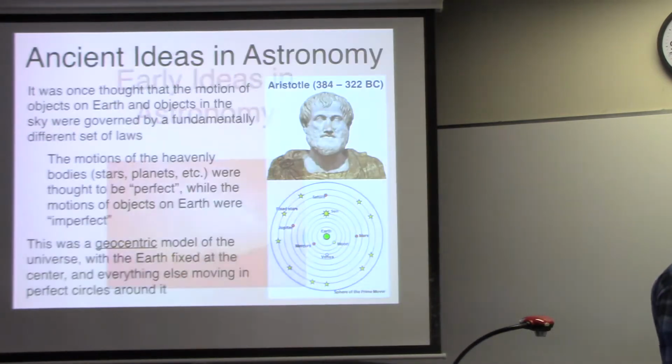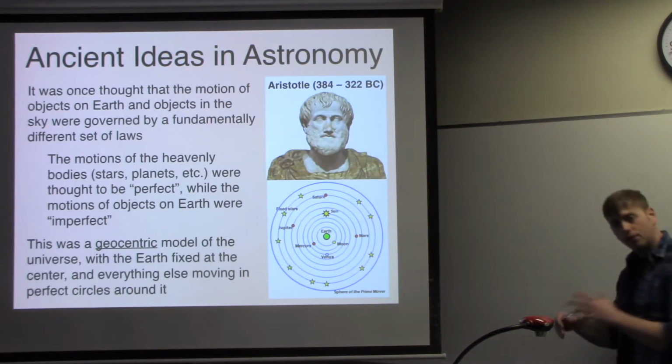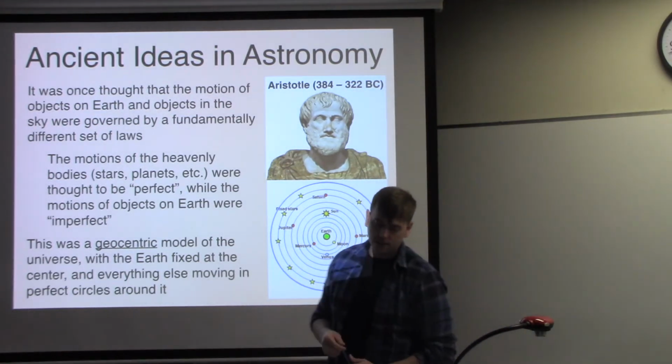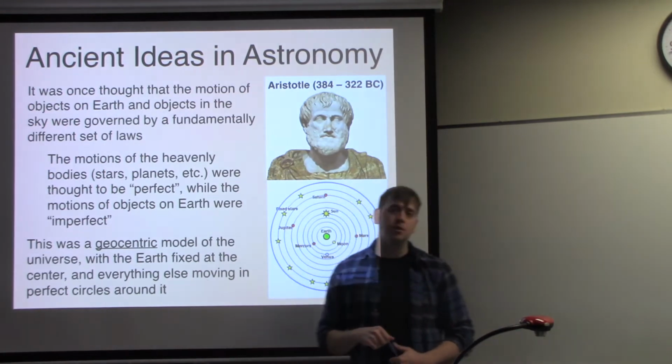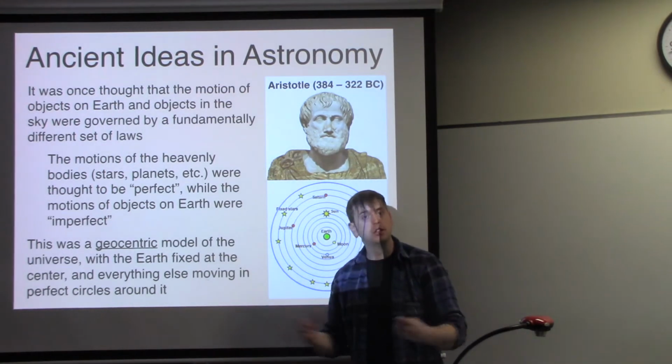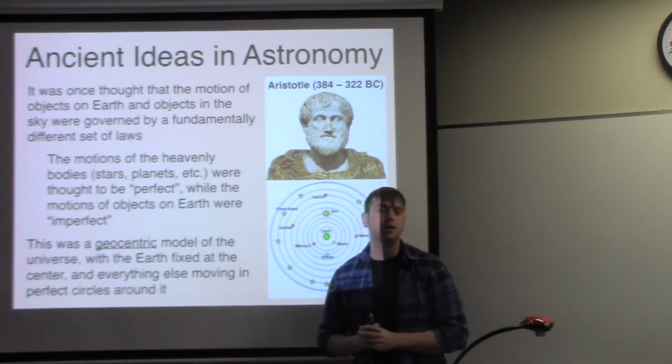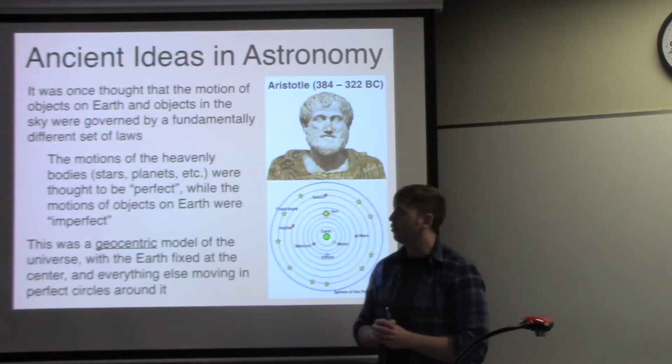So, to give you a brief outline of that historical picture, let's go all the way back to the days of ancient Greece, in particular people like Aristotle. What did they think about astronomy? What did they think about the way things in the sky moved around?